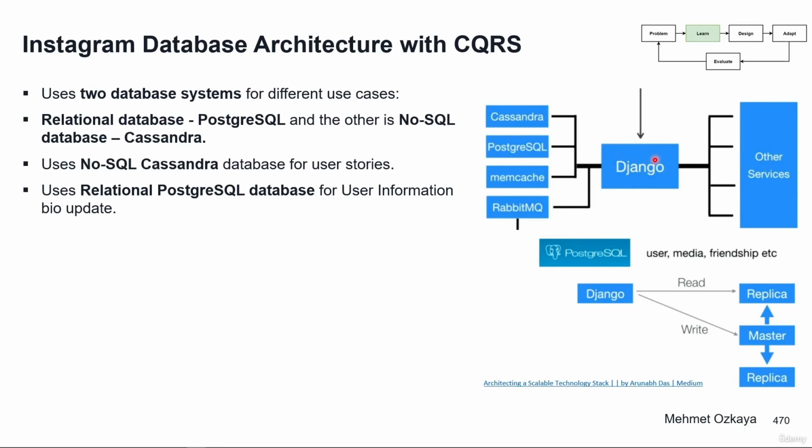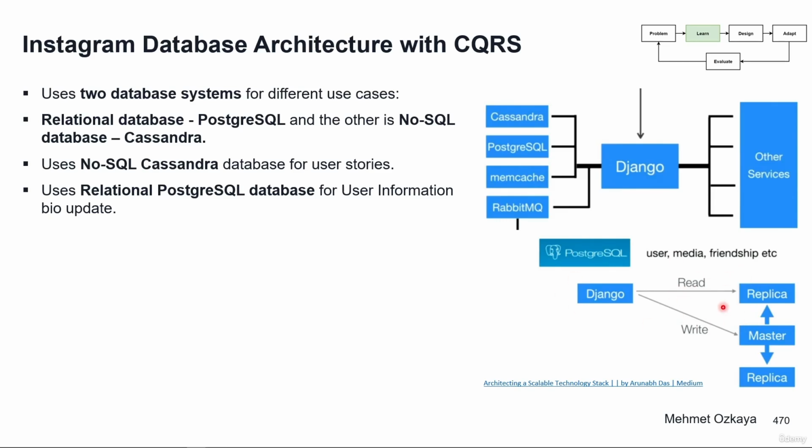So basically, when we are doing user information and bio updates, it follows the PostgreSQL queries to perform CRUD operations with user, media and friendship, etc. And the important part is the Cassandra database, because mostly read intensive data is stored in the Cassandra database for user stories for Instagram. So you can see the database architecture.